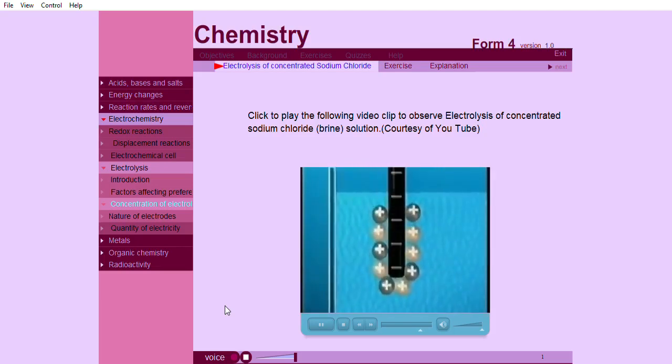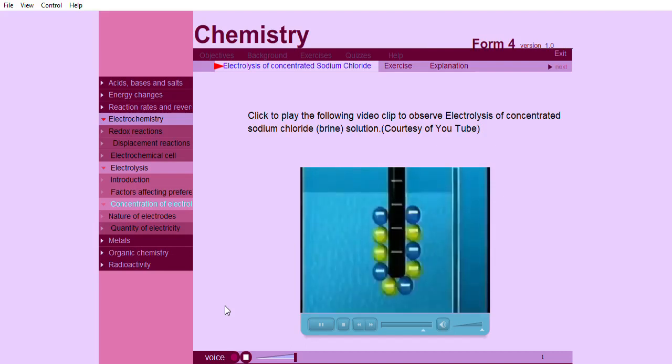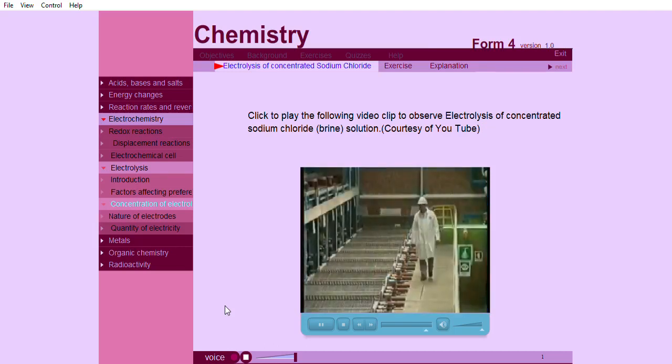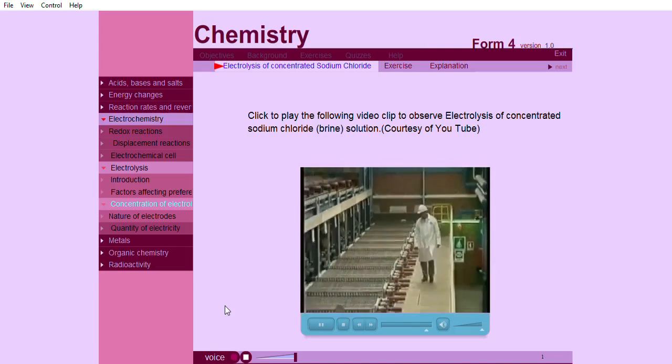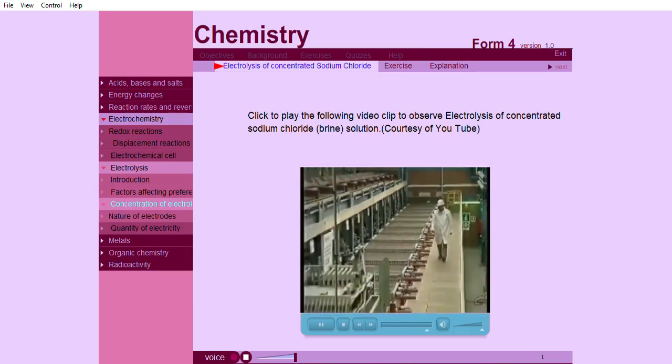Sodium and hydrogen compete to gain electrons. The hydrogen ions win out. They lose their positive charge and form bubbles of hydrogen gas. Competition also happens at the positive electrode. This time, chloride ions win out, losing their negative charge and forming bubbles of chlorine gas. Industrially, the electrolysis of sodium chloride solution can provide us with many useful materials.